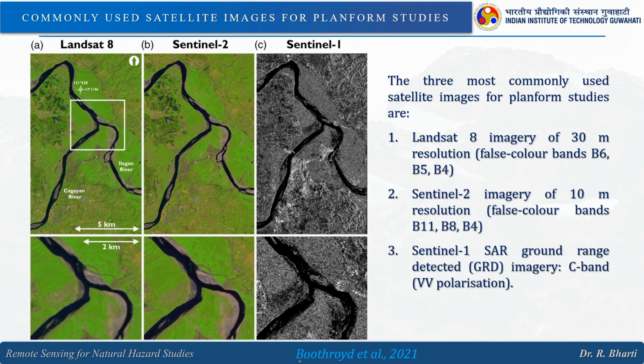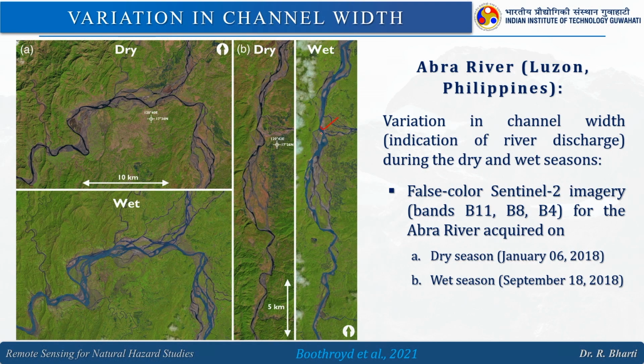This is one of the examples from this paper. You can see here Landsat 8, Sentinel-2, and Sentinel-1 data sets are used, monitoring the same river channel with different data sets, and you can see how it is changing, right. Then dry and wet periods, this is from another work. Here you can see false color Sentinel-2 imagery for the dry season and wet season, and you can see how the rivers are changing.